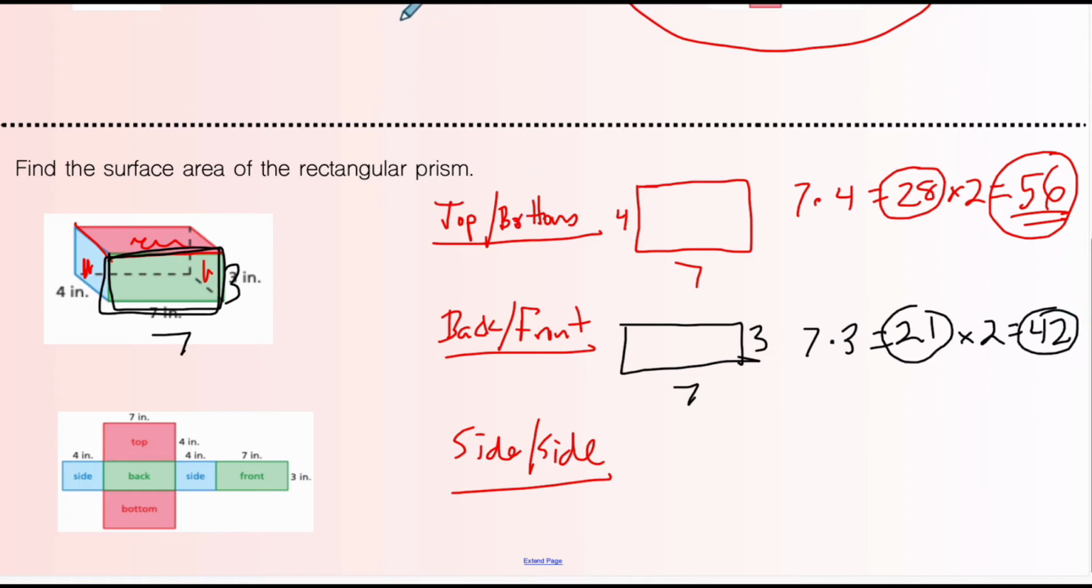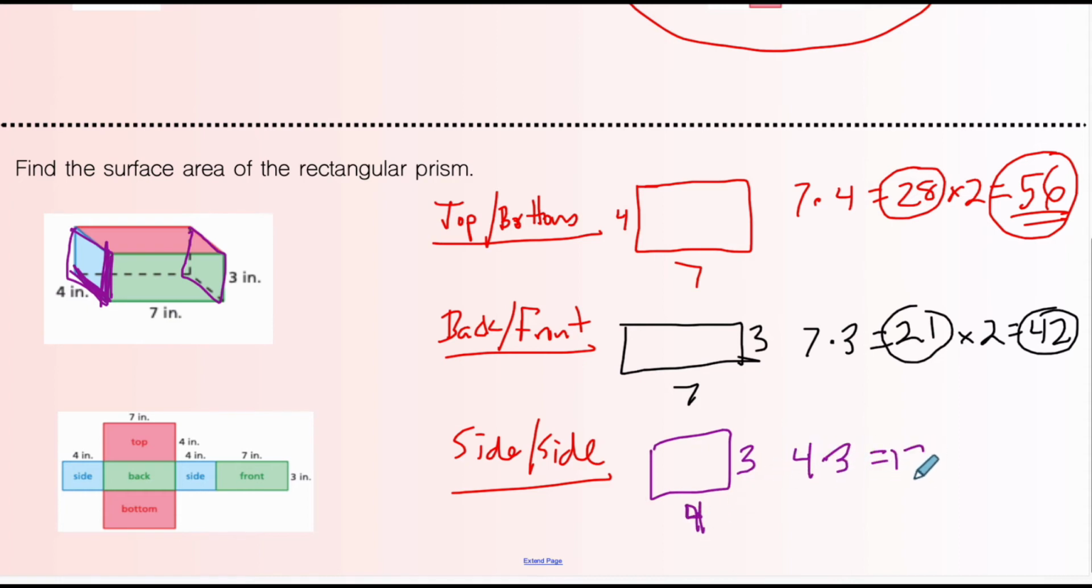And then the last side that we're going to look at is what we're calling side and other side. So here we go. That's this side right here. And it's identical to the other side over here. And those are 4 inches across by 3 inches high. So when I draw that, I'm going to do 4 inches across by 3 inches high. And then the area of one of those is 4 times 3, which is 12. But I've got to double that because there's 2 of them. So in total, it's 24.